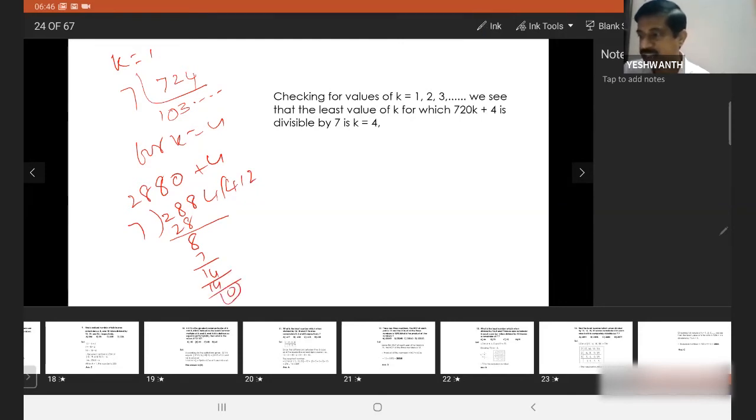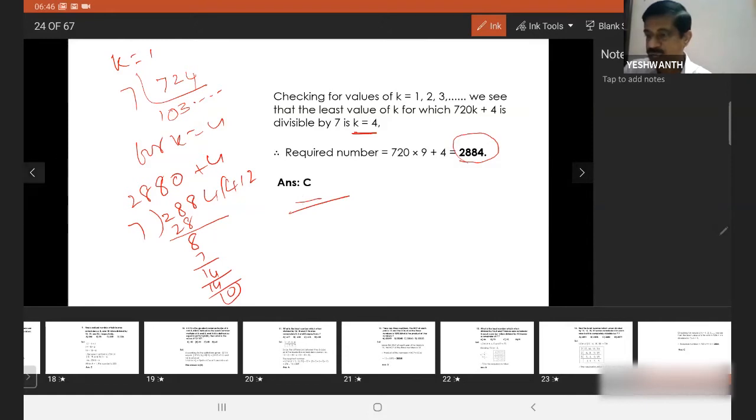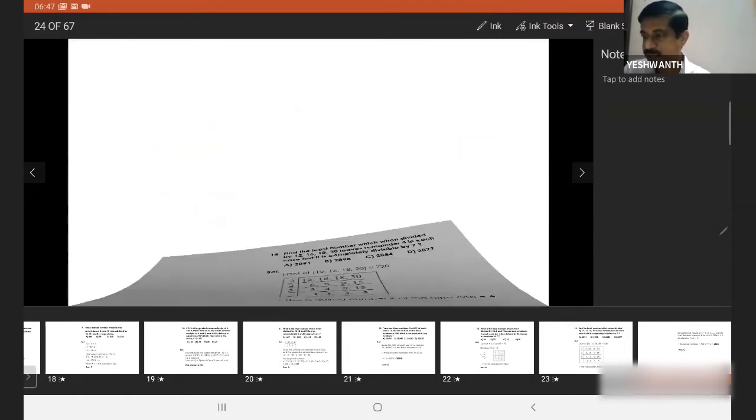Therefore, the answer is k. So that means what is that number you are getting? K is 4. This is satisfying the given condition. So now what is the number? 2884. So this should be in place of C. So the answer is C.